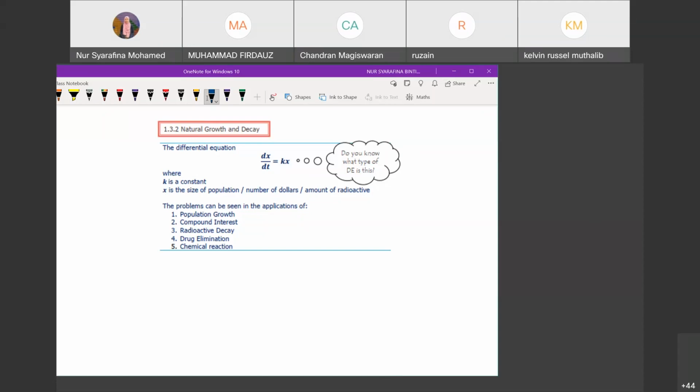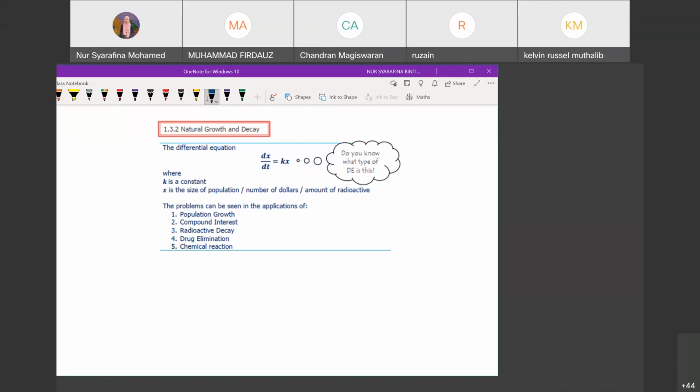Separable. Yes, it is separable, right? So this natural growth and decay model for this differential equation type is another type of separable equation, where k is a constant, and x can be the size of a population, number of dollars, amount of radioactive material, and so on. The problems can be seen in the application of population growth, compound interest, radioactive decay, drug elimination, chemical reaction, and for the current trend right now, we can use this kind of model.